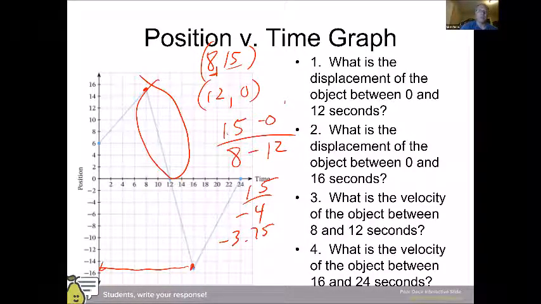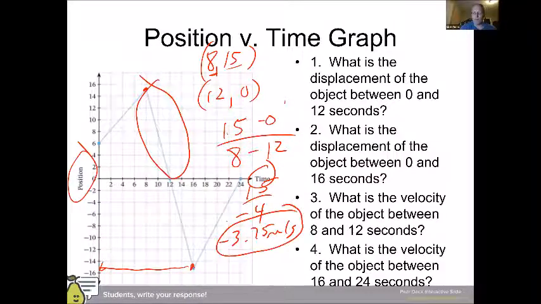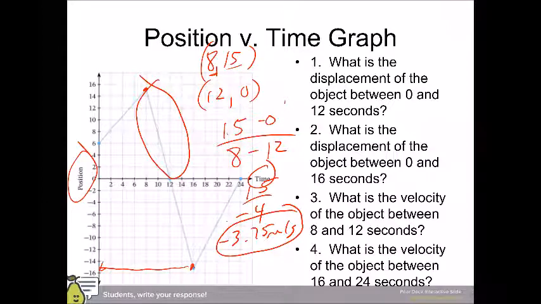And the units are going to be these units divided by these units, which in a position time graph are usually going to be meters and seconds. So meters per second. So this thing's got a negative slope. So again, somebody unmute and tell me what the negative 3.75 means here. What's the importance of the negative slope? The direction. So which way are we going? Assuming we're going horizontally. The left. Going to the left. So this object is moving to the left at a rate of 3.75 meters per second.